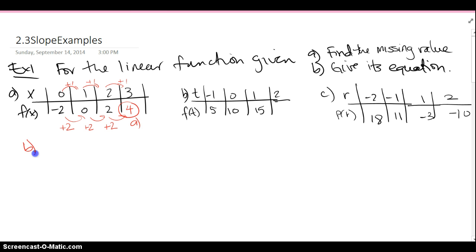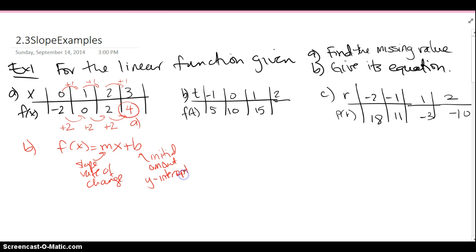Part B says give the linear equation. F of x equals ax plus b, or now after finding out about slope, we call it mx plus b. Remember, m is the slope or the rate of change. And b is what we call the initial amount or y-intercept, which is associated with x equals 0.